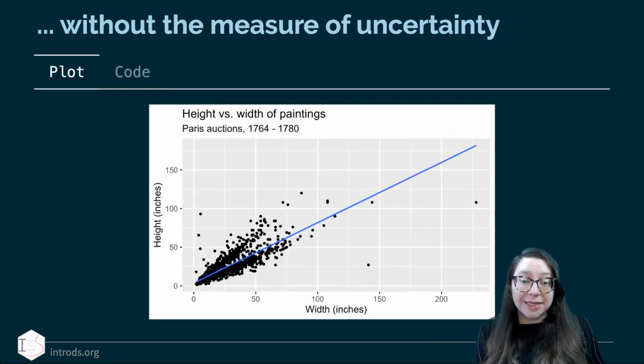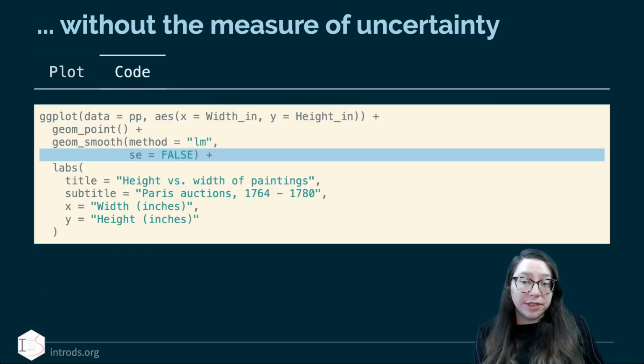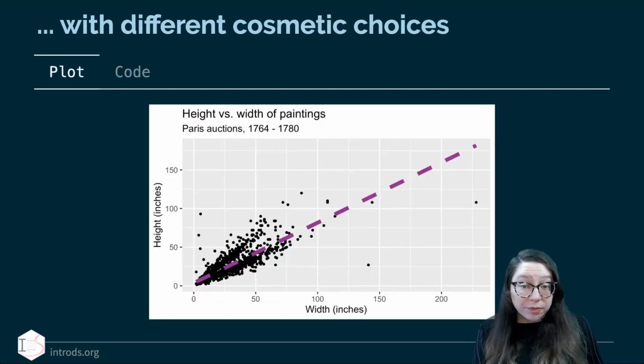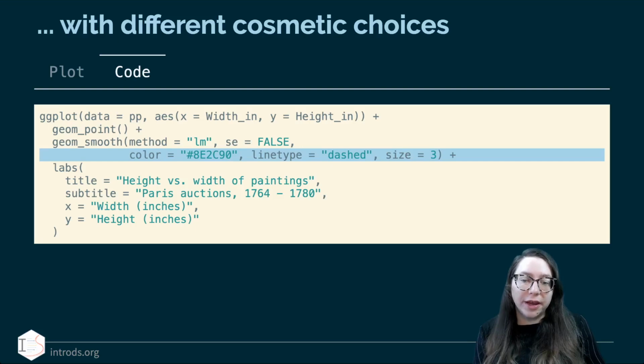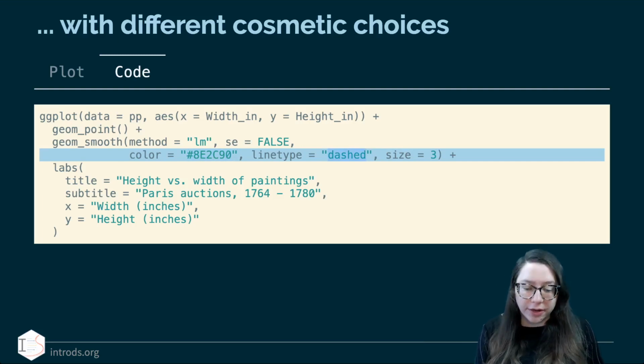We can, as I said, draw the plot without the measure of uncertainty. So for that, in the geom_smooth function, we would set the se parameter, for standard error, to FALSE. We can make different cosmetic choices. So here I have this really chunky purple line that's dashed. I've changed the color of the line. I've used some hex code for it that represents purple. The line type is dashed. You have some other options like dotted and whatnot, and you can take a look at all of these options in the ggplot2 reference. And also I've increased the size of the line, which basically ends up affecting its thickness.